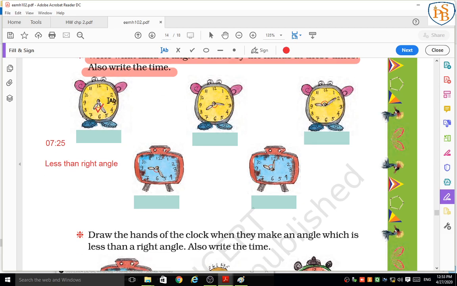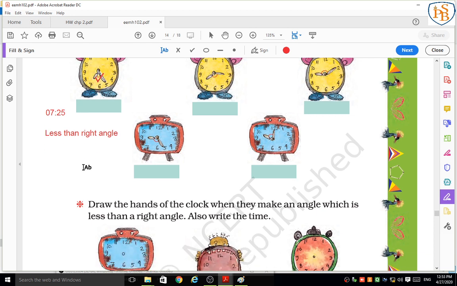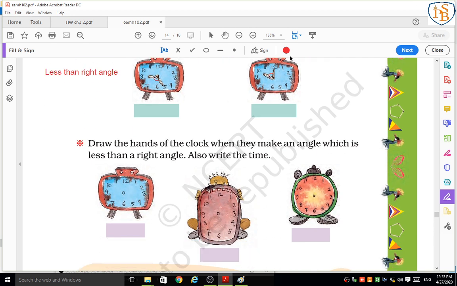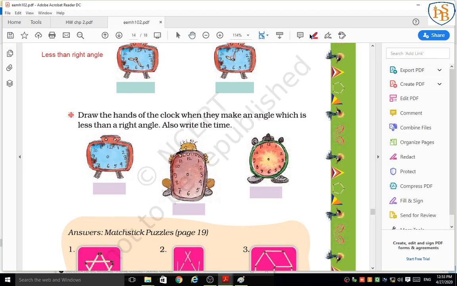So examples number 1, 2, 3, I solved over here only. Like that, images number 2, 3, 4 and 5, you have to solve at home. Just using a pencil, draw the clock in your notebook and below that mention the time and the angle. Okay students? Let's come to the next point.